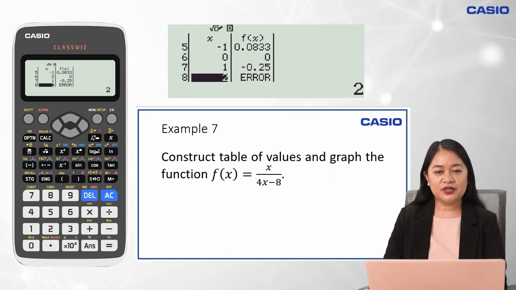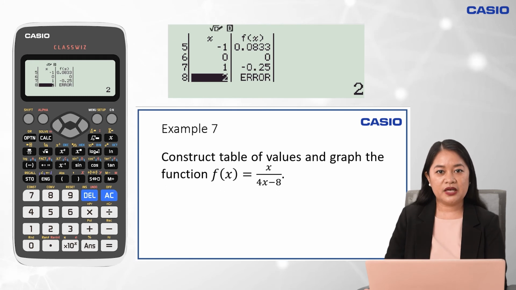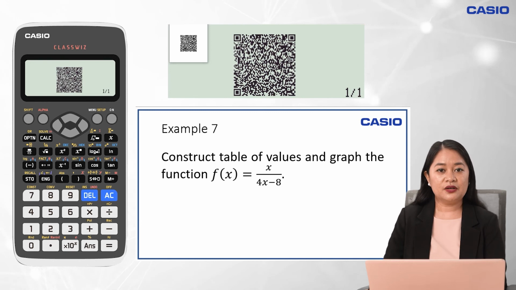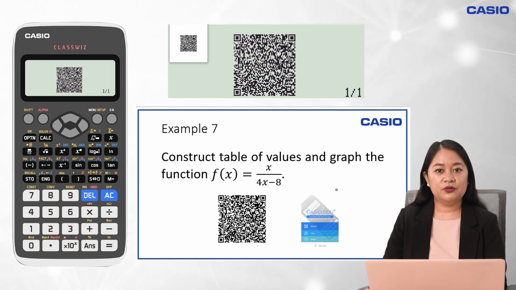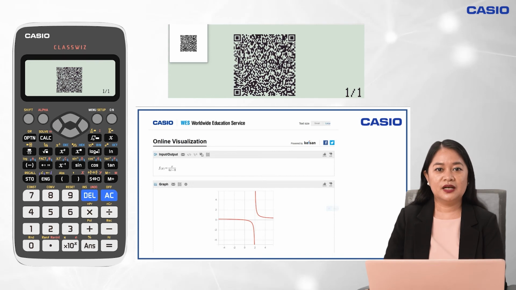To graph this rational function from the table of values presented on the calculator screen, press Shift and Option. A QR code will be flashed on the calculator screen. Now scan it using a QR code scanner or using the CASIO Edu Plus app. Then, open the link once the QR code is scanned. You will be directed to Worldwide Education Service of CASIO that presents the graph of the given function.